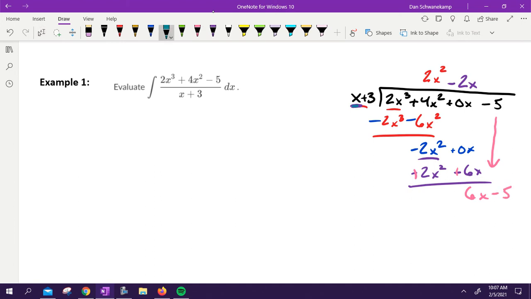X times what gets me 6x? It's 6. I multiply 6x. 6 times 3 is 18. I put them together. I change the signs. Those guys cancel. This guy gets me negative 23. Questions on the long division part?